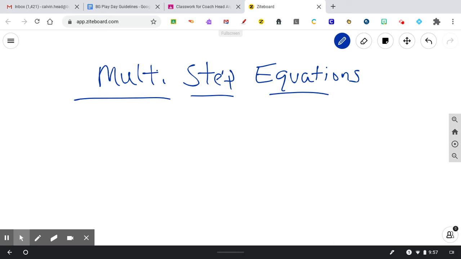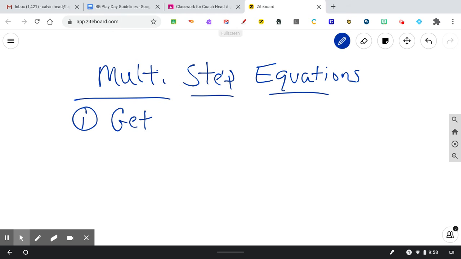Okay, today we're going to work on multi-step equations. There'll be more than one step, and our goal is to try to get it to a two-step and then to a one-step.